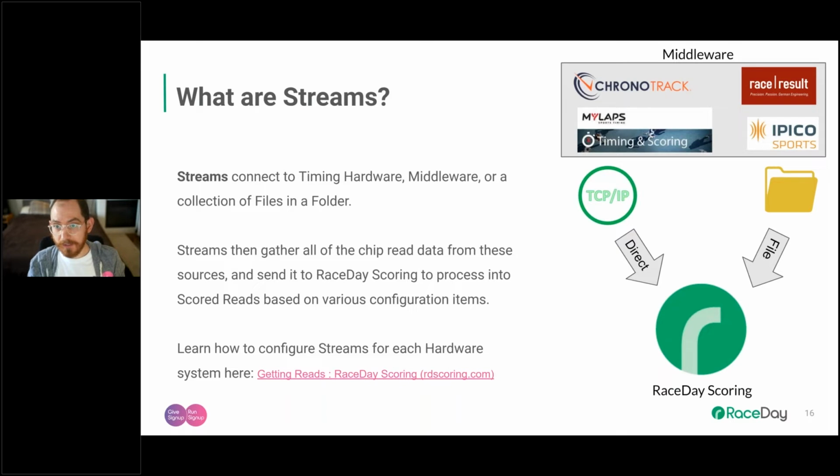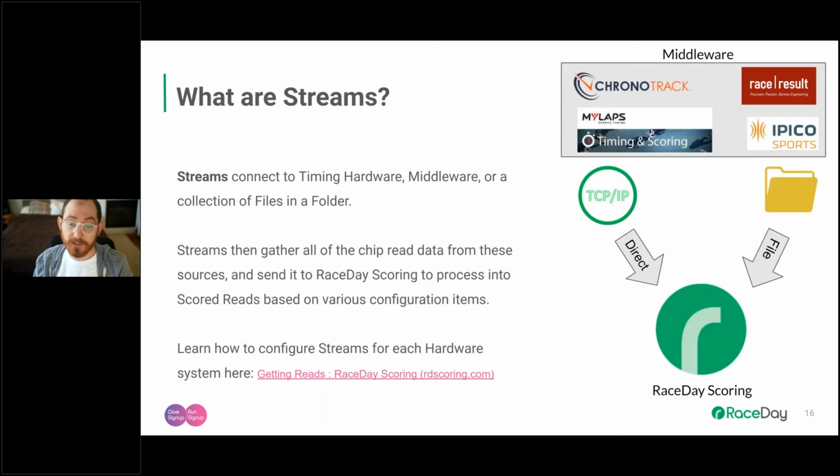So basically, what we do is we have two types of connections, a direct connection or a file connection to all these different hardware providers, Chronotrack, MyLapse, RaceDay, Pico, so on and so forth. Each of those different systems provides some kind of middleware or some kind of way to get a file out of their readers, and we pull those into RaceDay scoring.